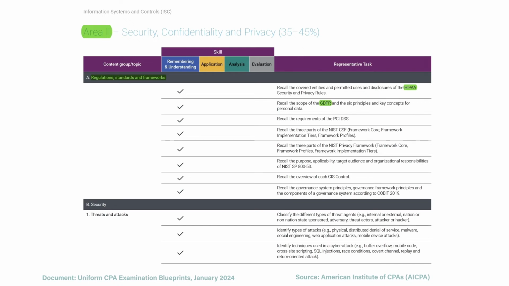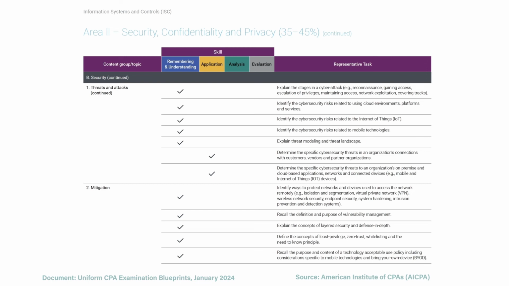From there, we move into security. We want to know the different types of threats and attacks. So we want to know about internal versus external threat agents, threat actors, attackers, and hackers. We want to know the types of attacks, such as a distributed denial of service. And we want to know the techniques used in a cyber attack, such as a buffer overflow. So it's involving understanding the different types of attacks that could happen.